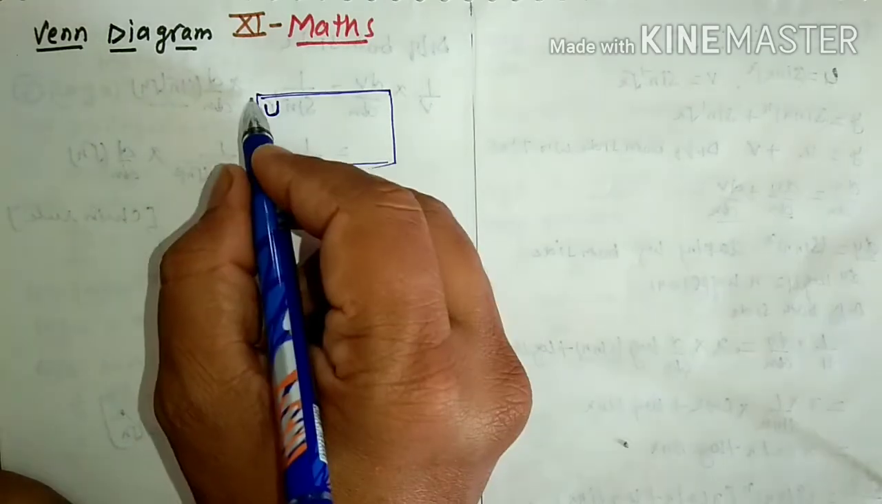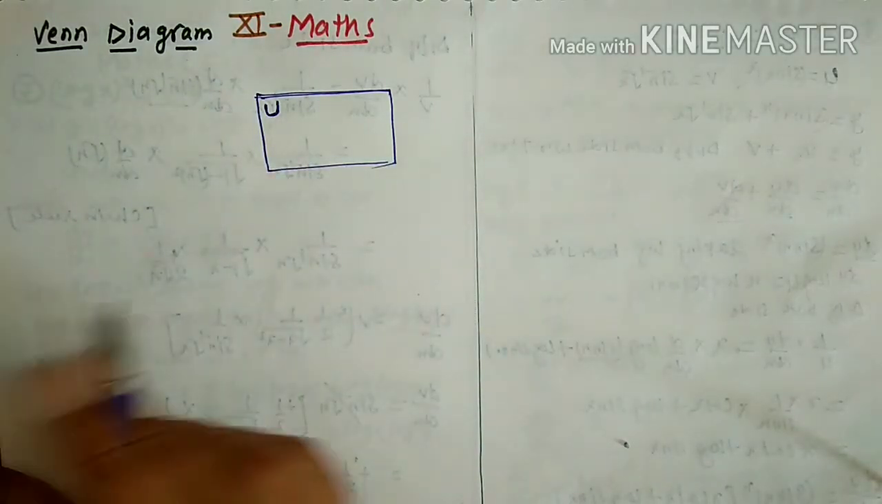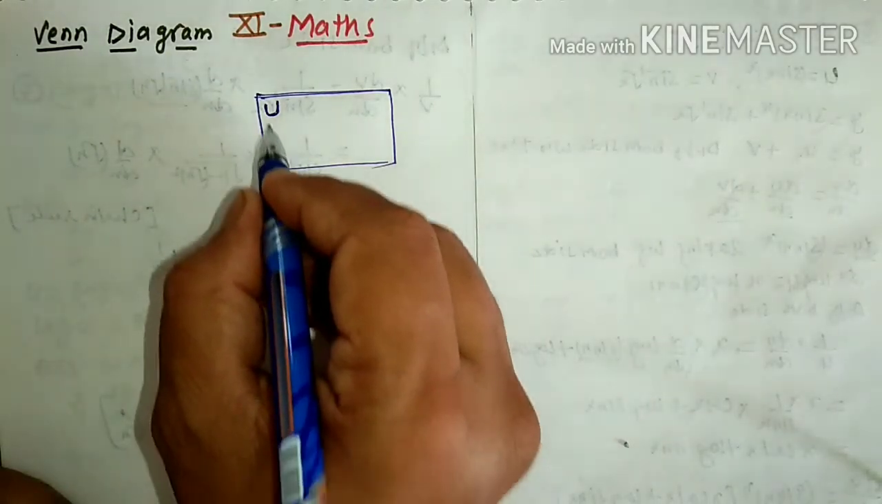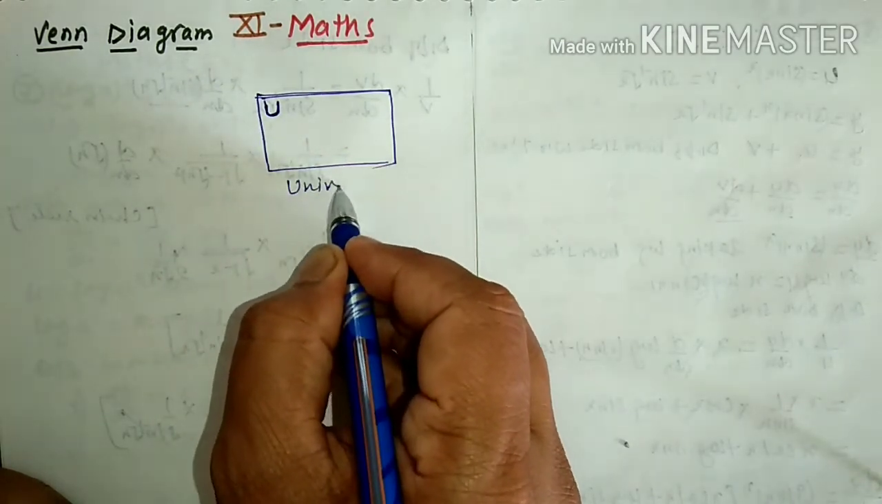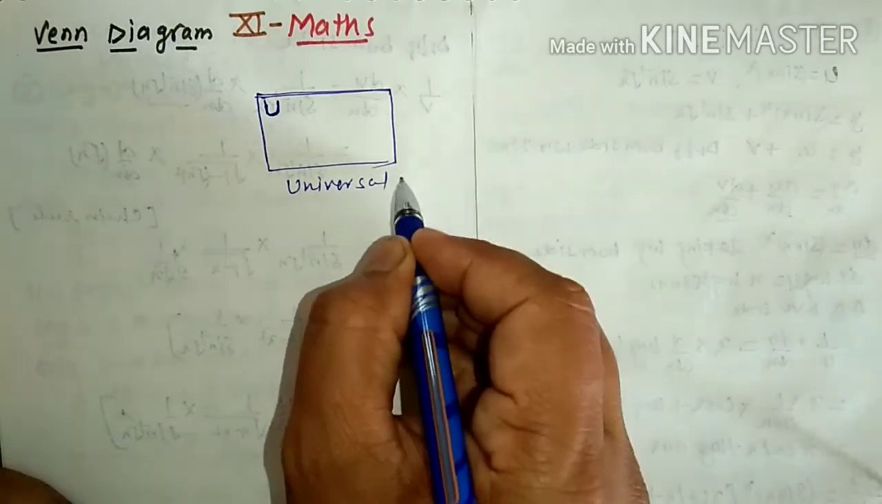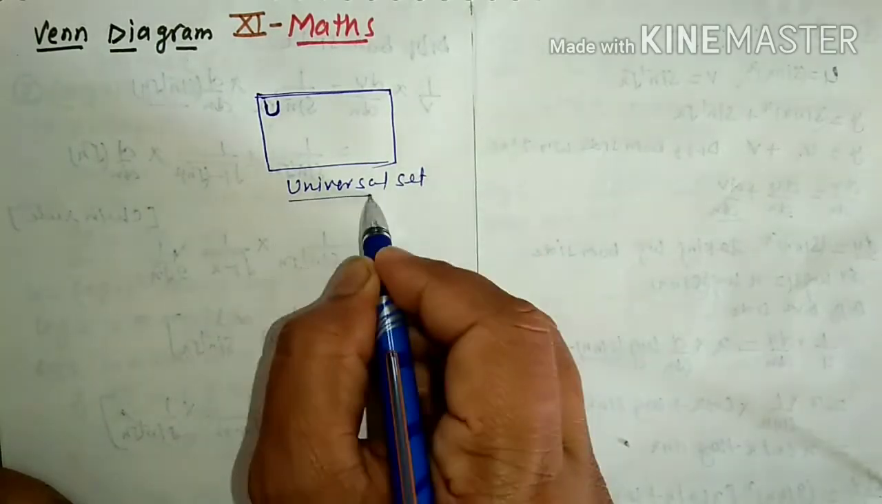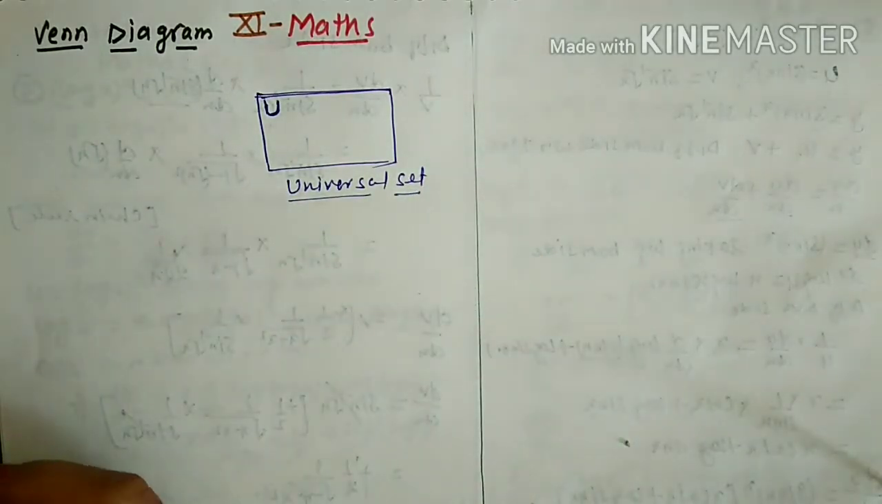ये किसको डिनोट करता है? रेक्टेंगुलर स्ट्रक्चर, यूनिवर्सल सेट, सॉरी यूनिवर्सल सेट. क्लियर? तो यूनिवर्सल सेट हम ऑलरेडी डिस्कस कर चुके हैं. क्लियर है?